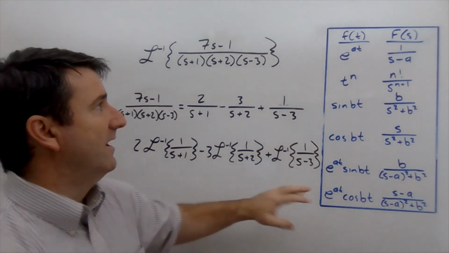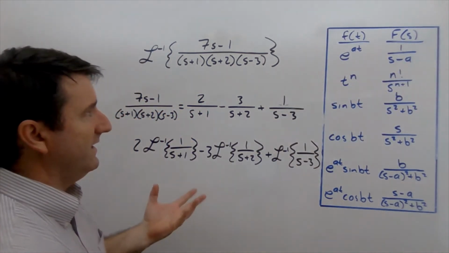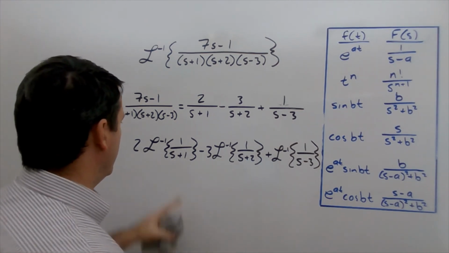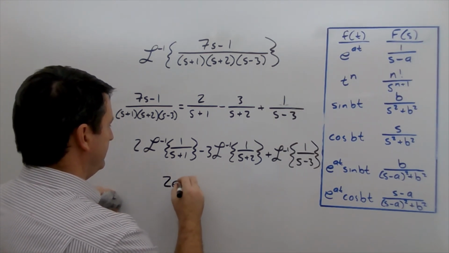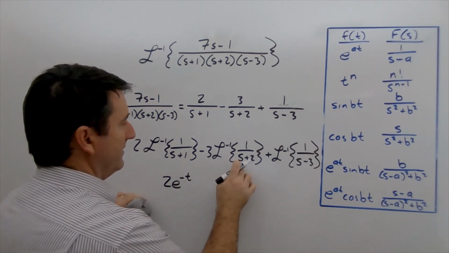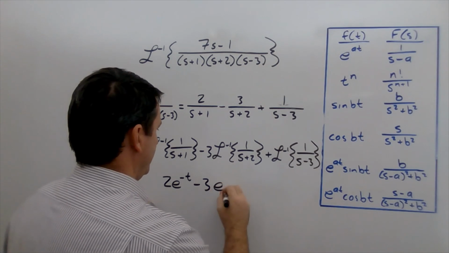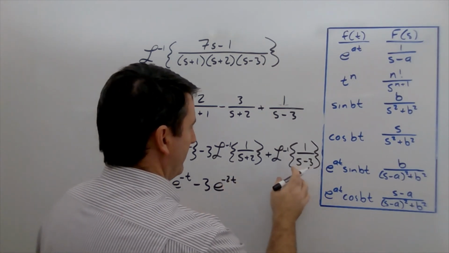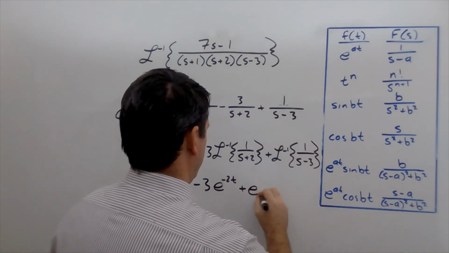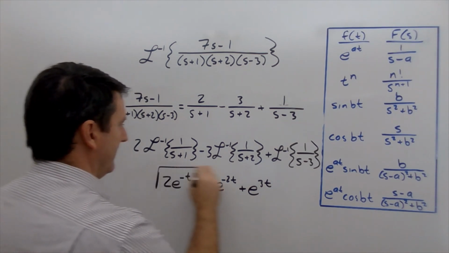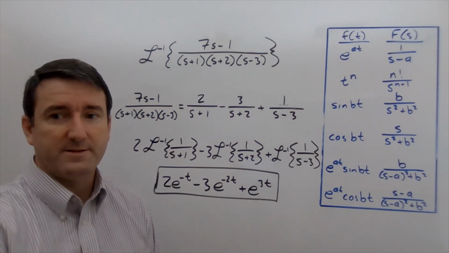And now all of these are in this form up here. So all of these are going to be e to the at with different values for a. So here we can see that the value for a here is negative 1. So this is going to be 2 e to the negative t. Here the value for a is negative 2, so this is going to be negative 3 times e to the negative 2t. And over here, the value for a is 3, so this is going to be e to the 3t. And there is our inverse Laplace transform for this function of s.